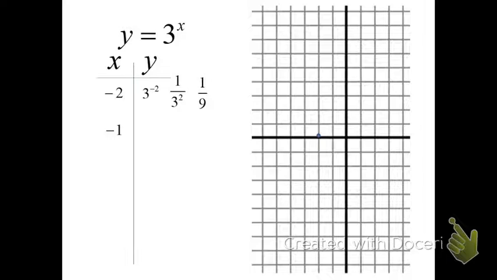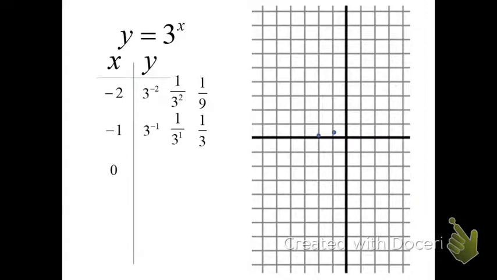Now, the next one's -1. So we take 3 to the -1st power, put the x value where it goes, which is the exponent on 3. So this will be 1/3. So just 1/3. So then that's going to be at -1, 1/3, which is right about there. Could be better, could be worse, but that's where we're going to put it.